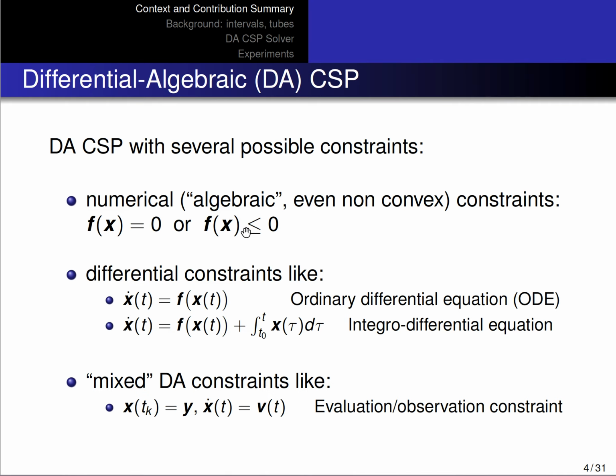And we can also have mixed DA constraints, for instance, the evaluation or observation constraint here, where x and v are trajectories, and tk and y are real numbers, and this constraint just states that the trajectory must pass through the value y at time tk.